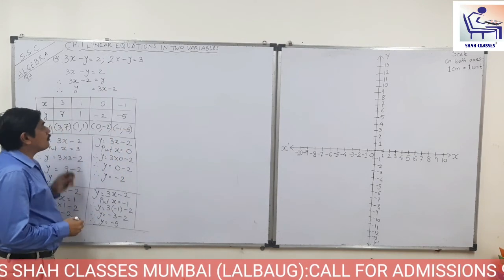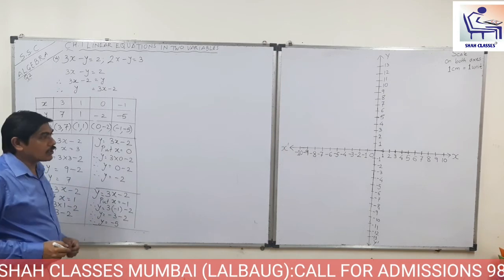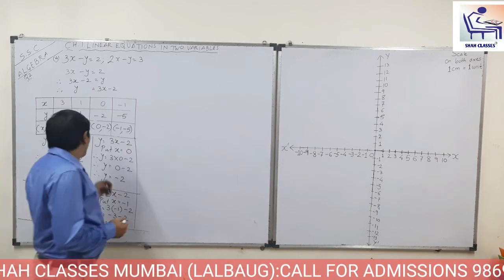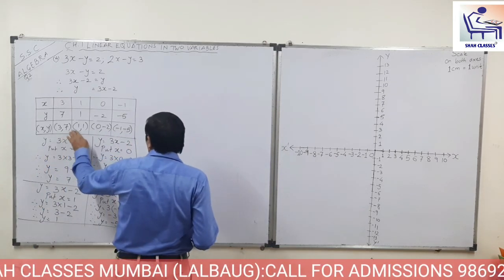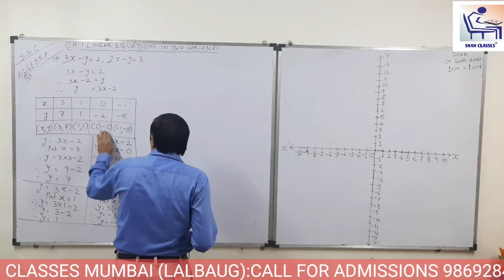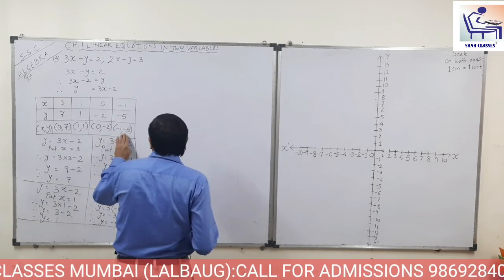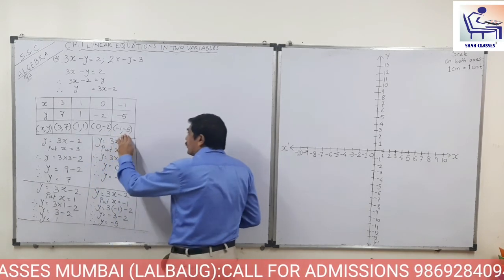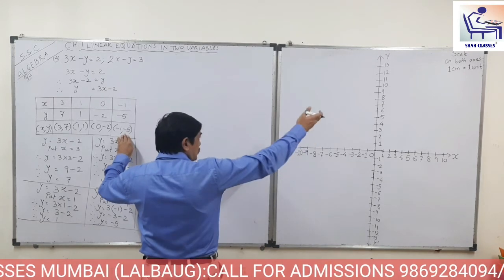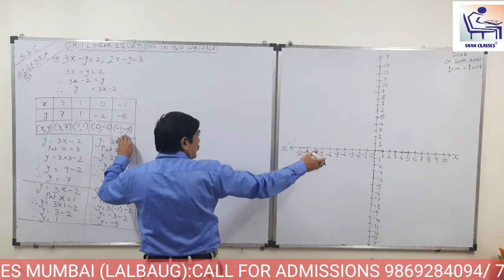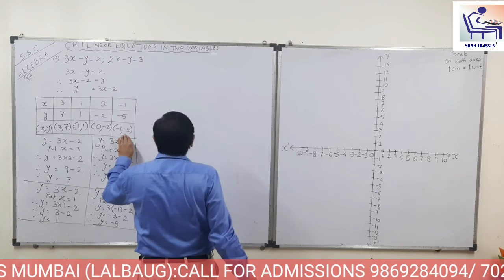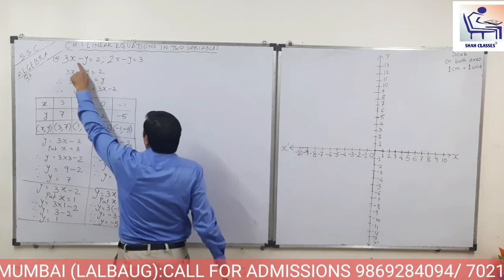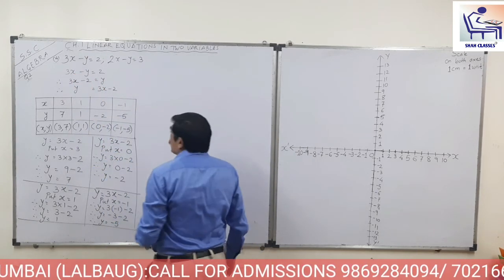Now we have to plot these points on your graph paper. So the first point is 3, 7, the second point is 1, 1, the third point is 0, minus 2, and the fourth point is minus 1, minus 5. So first you plot all these points on this graph paper and join them to get the equation 3x minus y is equal to 2.